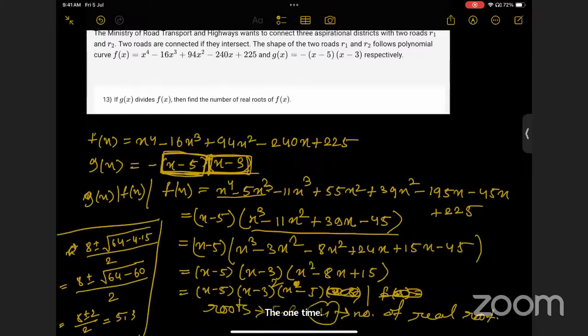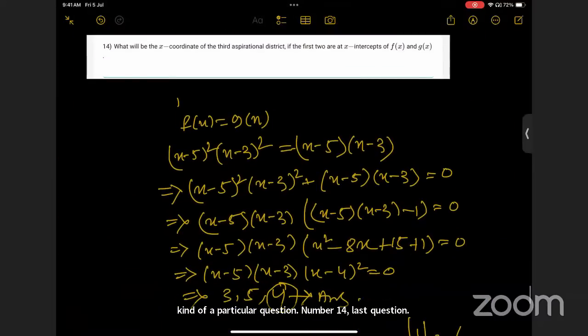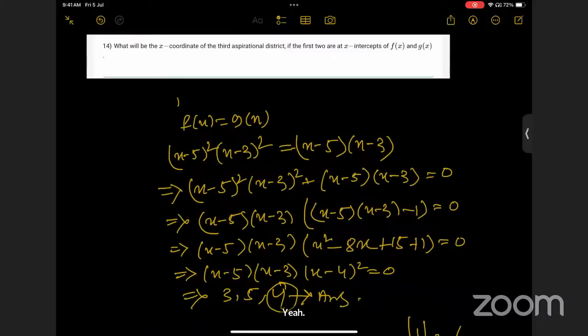Ma'am, please explain question number 3. Ma'am, can you explain question number 14, the last question? Yeah. Thank you, ma'am. Then how do we divide f(x) and g(x), I think. Okay, so any other doubts? Ma'am, I have posted a doubt in the chat box.